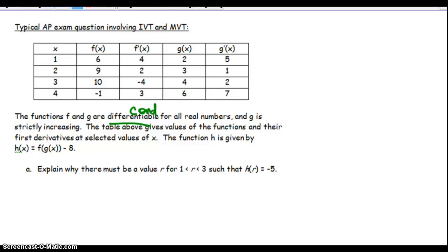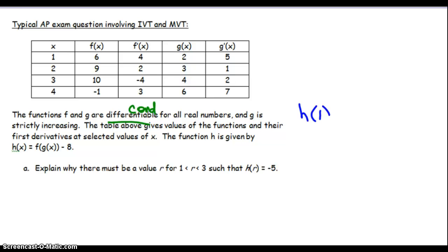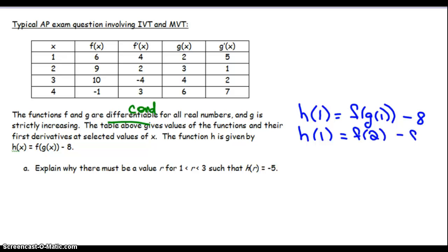So part A, explain why there must be a value for r between 1 and 3 such that h of r equals -5. So first, we need to find out what happens at 1 and 3. What we're going to need to do is find the two values. So I'm going to do f of g of 1 minus 8. Start with that one, h of 1. So g of 1 is 2. And then f of 2 is 9. So 9 minus 8 is 1.